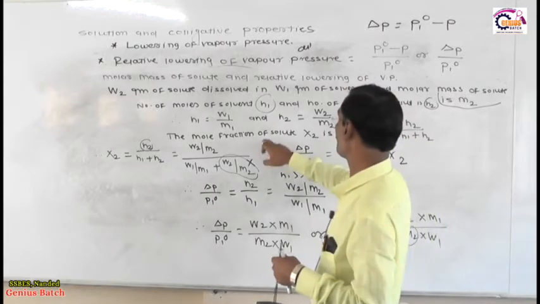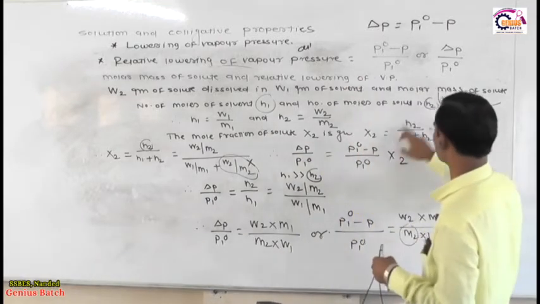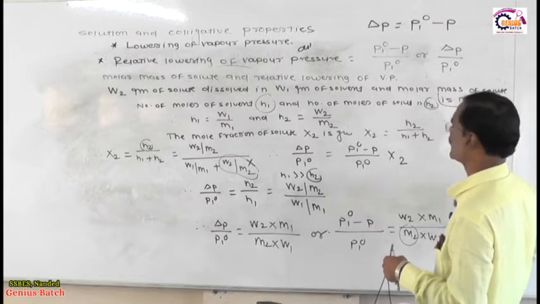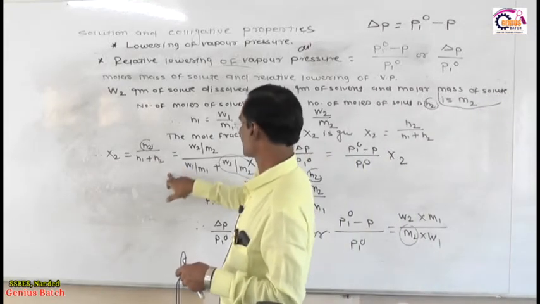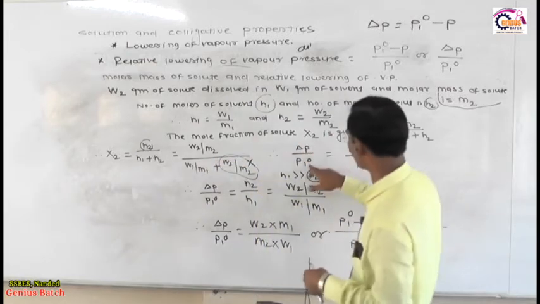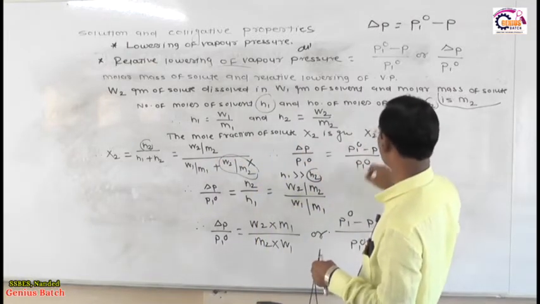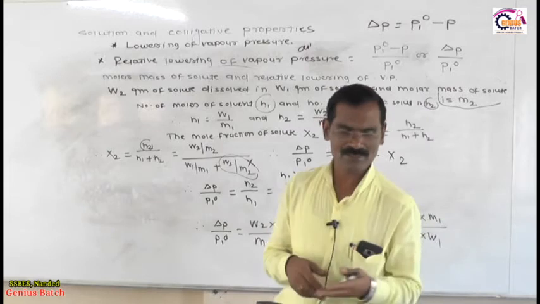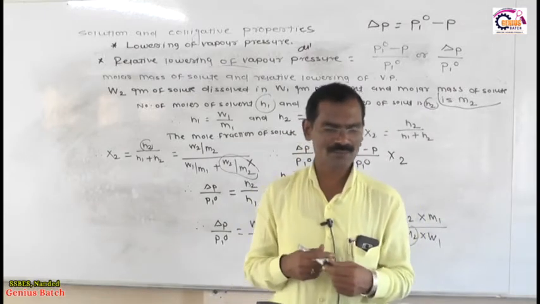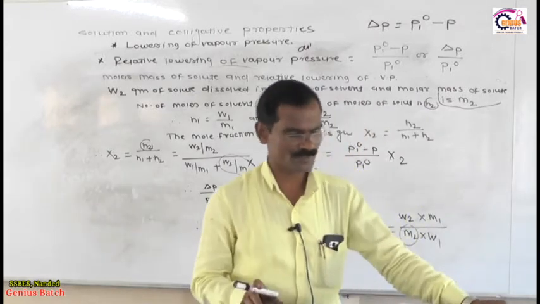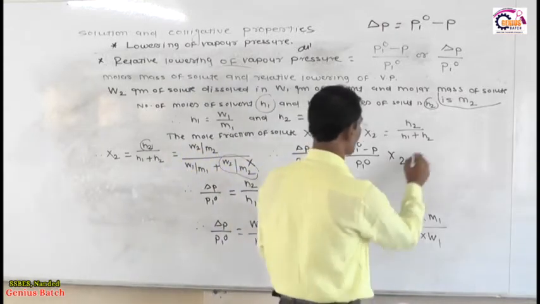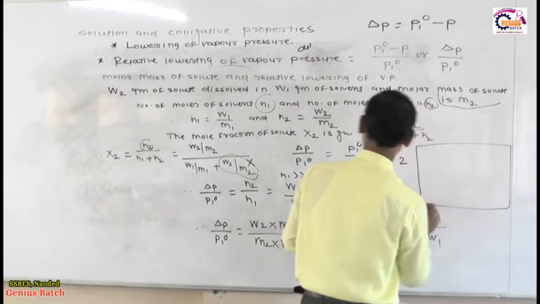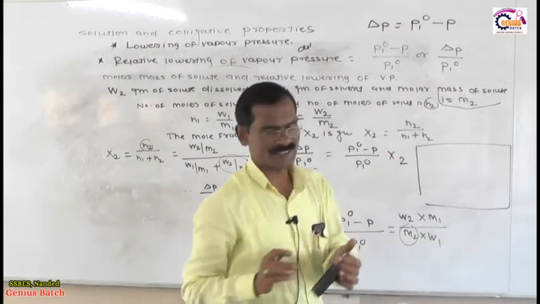You know very well the mole fraction X2 is given by the equation X2 is equal to N2 by N1 plus N2. In the previous video we already discussed that delta P upon P10, which is P10 minus P upon P10, is equal to X2. So how this equation appears, I will explain to you.